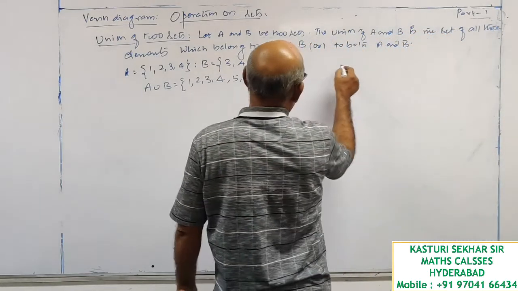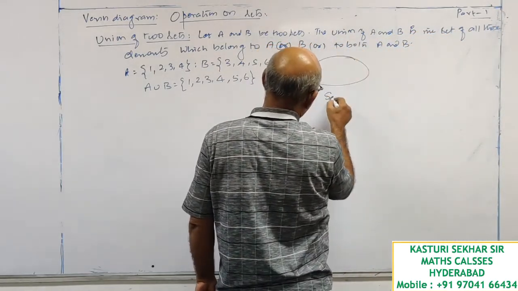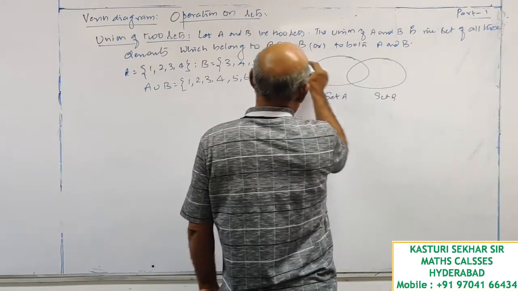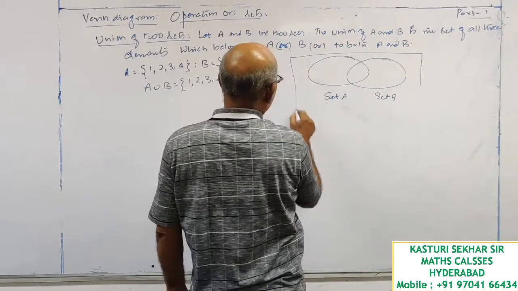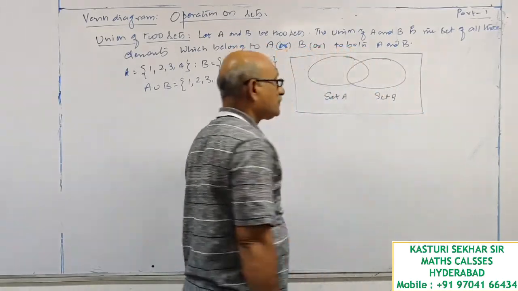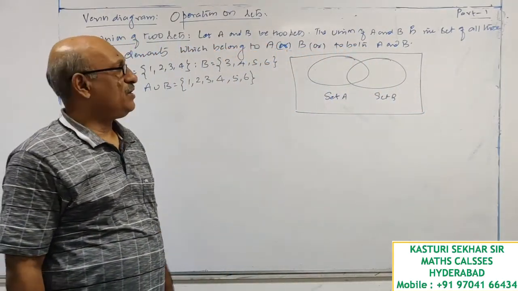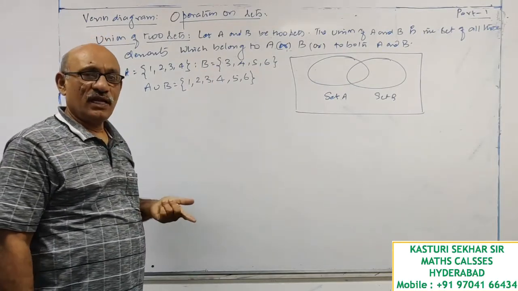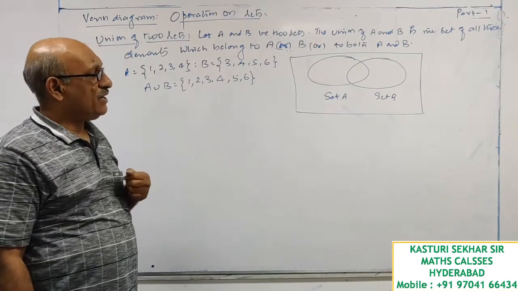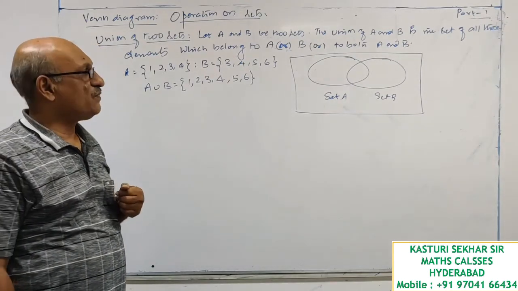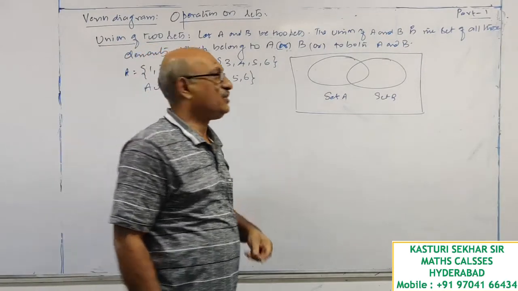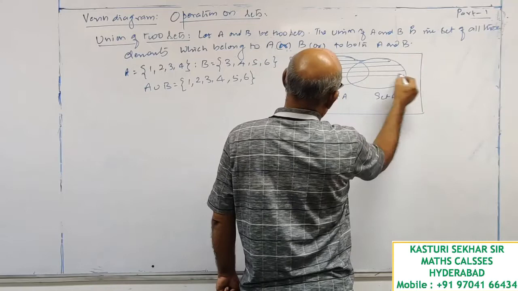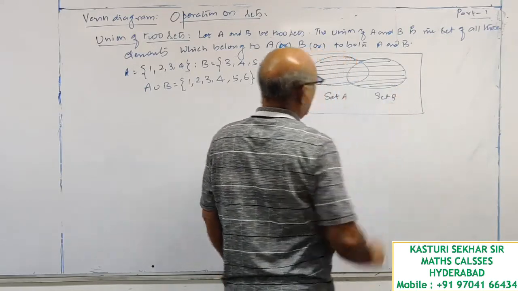This is set A, and this is set B. Since there are some elements common, there is an intersection. There are some elements which are common here in this example for A and B. Whenever you have common elements for two sets, an intersection of the sets is there. This way you are representing A union B.